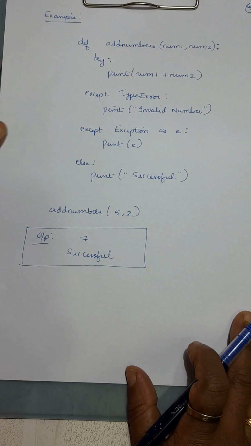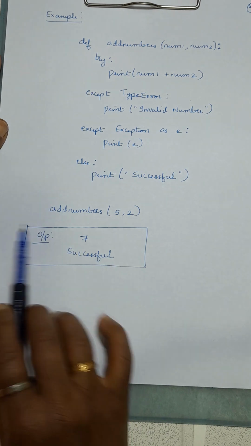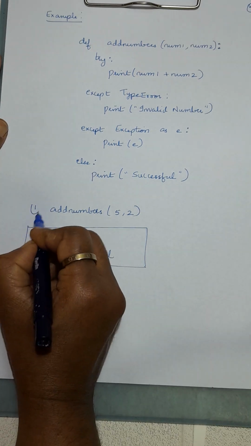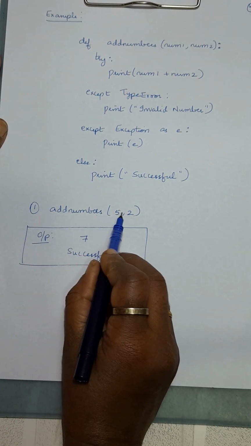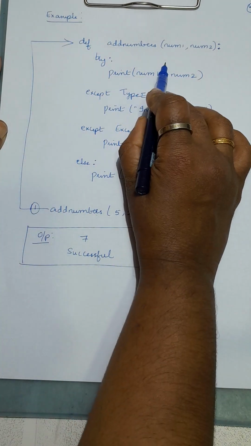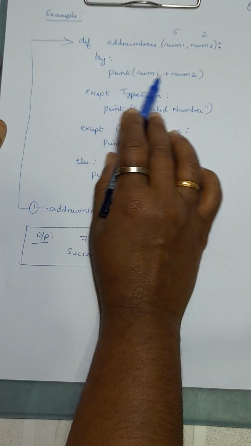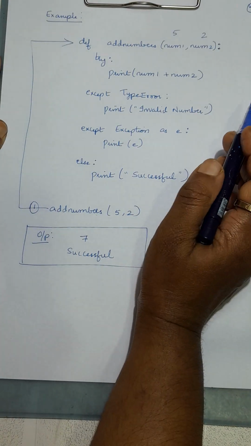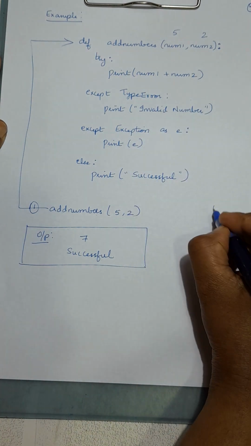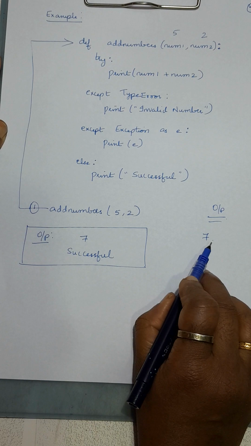Then the last one is the else part. I'll tell you what is else block. Now see here, add numbers. So the first line that will be executed is add numbers 5 and 2. Now control from here will go to the function definition. What is num1? It is 5 and num2 is 2. It will come here. Try: print num1 plus num2. What is num1 plus num2? 5 plus 2, 7. I'll get the output as 7.